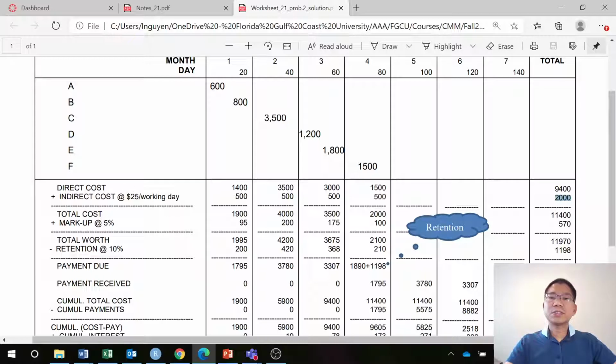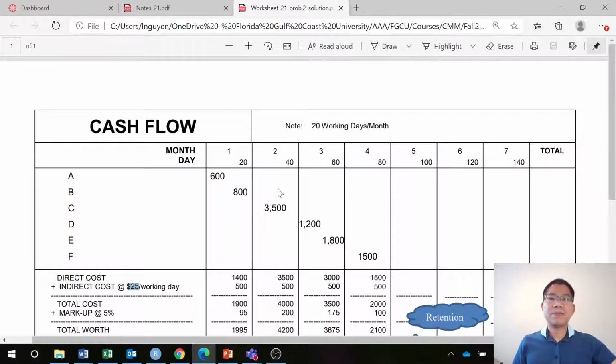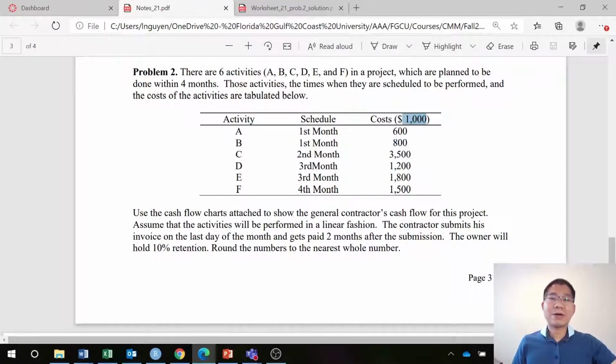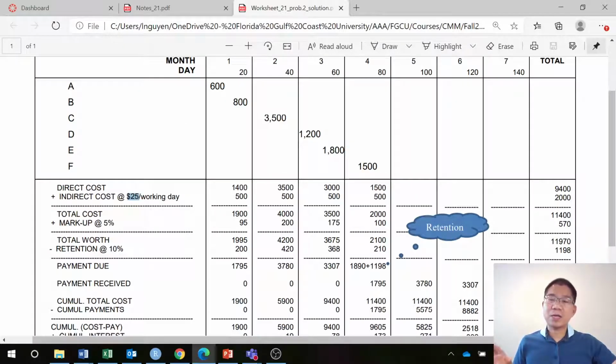Total costs, just like we did in problem 1, direct cost plus indirect cost, so 1,400,000 and 500,000, we get 1,900,000. Just to be clear here, this rate per day is $25,000 per working day, because we simplify the problem by thousands, as you can see. So that is 25, again, not $25 per working day, it's $25,000 per working day. That's why we can add it.